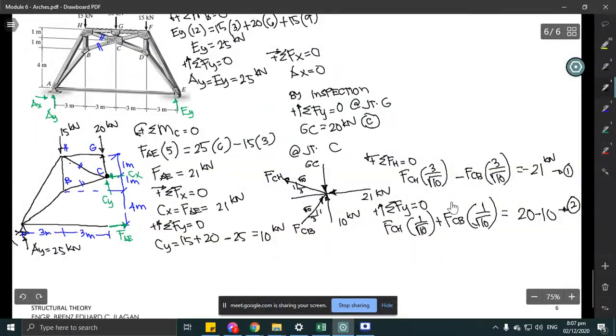Solving equation 1 and equation 2 simultaneously, we will have the values of FCH and FCB. Don't forget this one is negative, so be careful not to make a mistake when pressing the calculator. What is the answer? 4.7434 kilonewton. So what is our CH? Correct, it is tension.